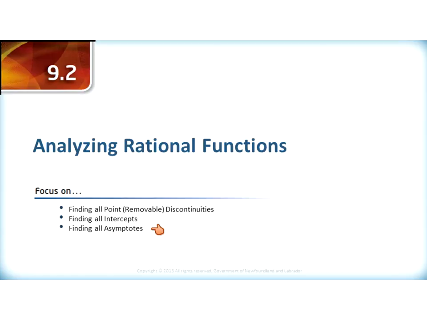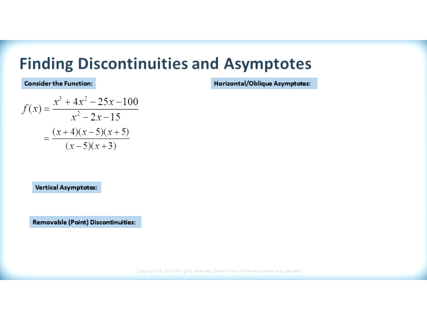Alrighty, so let's jump right into the business. We start with an example: finding discontinuities and asymptotes. We're going to start by considering the function that's given right here. We've got a cubic divided by a quadratic. The first order of business would be to rewrite that in factored form. And yes, I'm very kind, I've done that for you. So this is written in factored form as we see right here: x plus 4 over x minus 5 times x plus 5 in the numerator, and the denominator is x minus 5 times x plus 3.